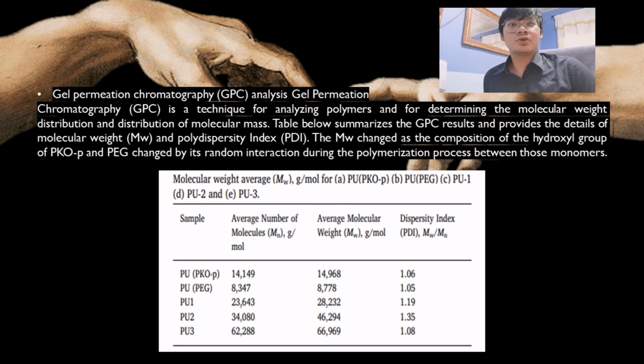Gel permeation chromatography, known as GPC, is a technique for analyzing polymers and for determining the molecular weight distribution and the distribution of molecular mass. The MW, which is the molecular weight, changed as the composition of the hydroxyl groups of PKOP and PEG changed, due to their random interaction during the polymerization process between those monomers. The PKOP sample had 58% higher MW compared to the PEG sample.